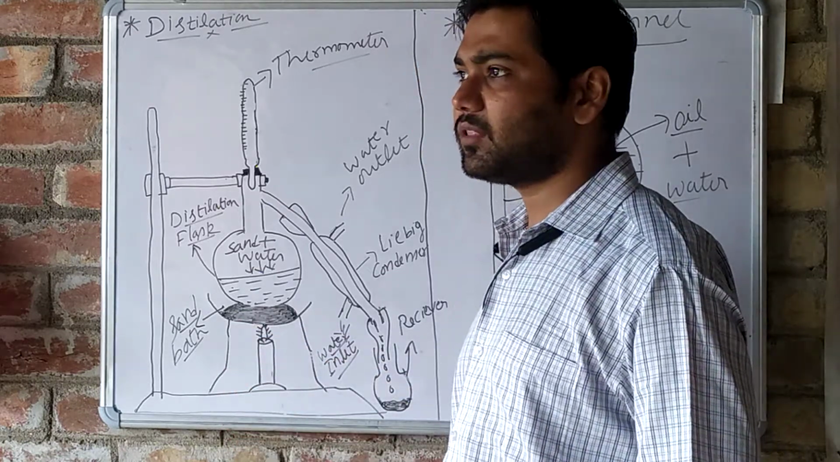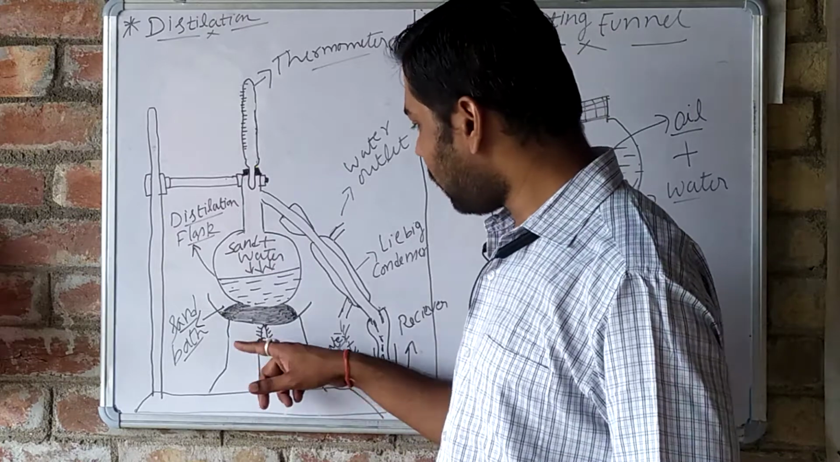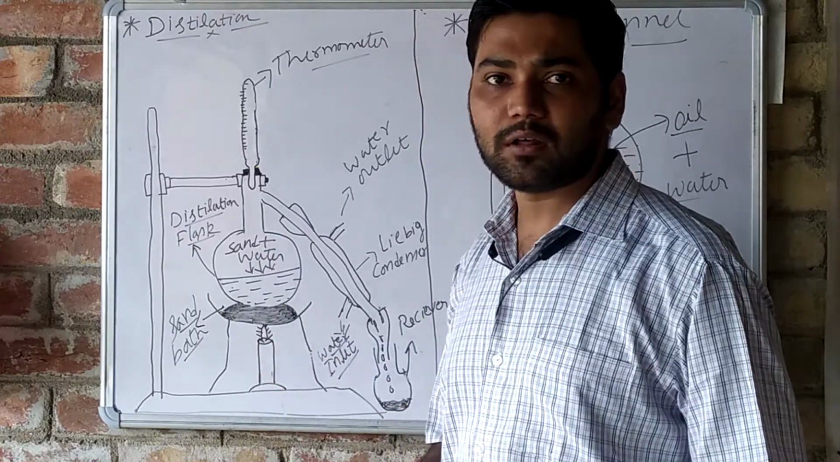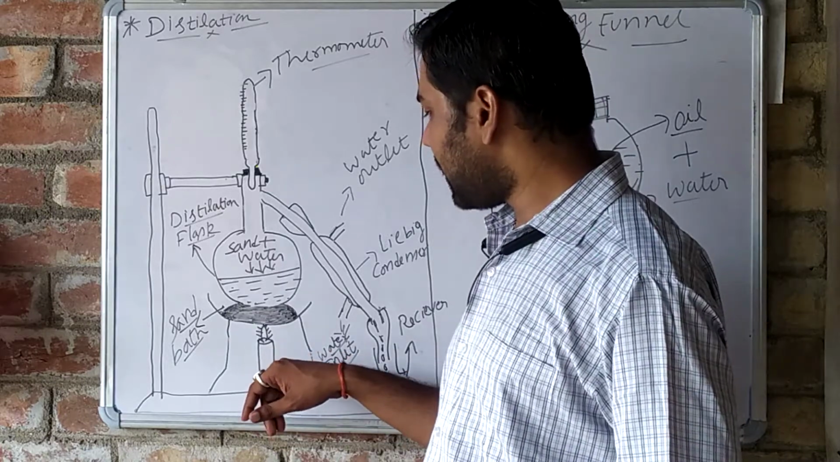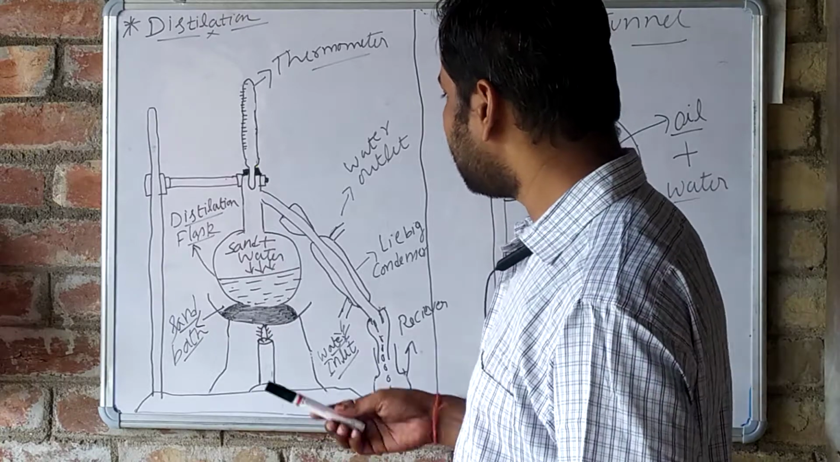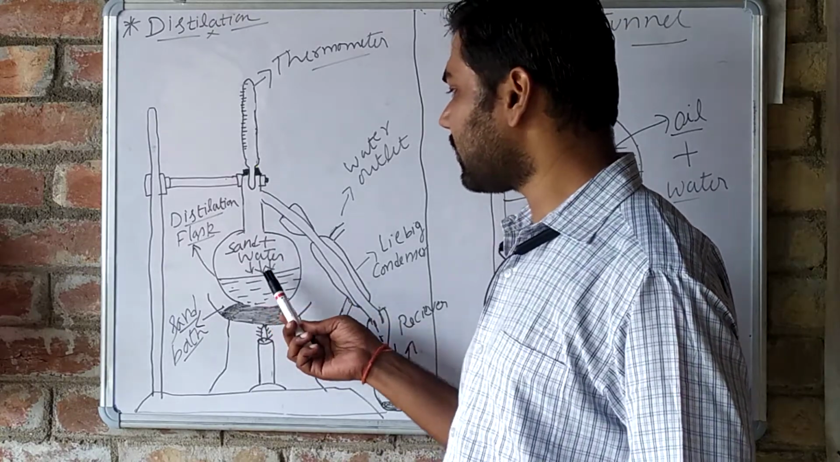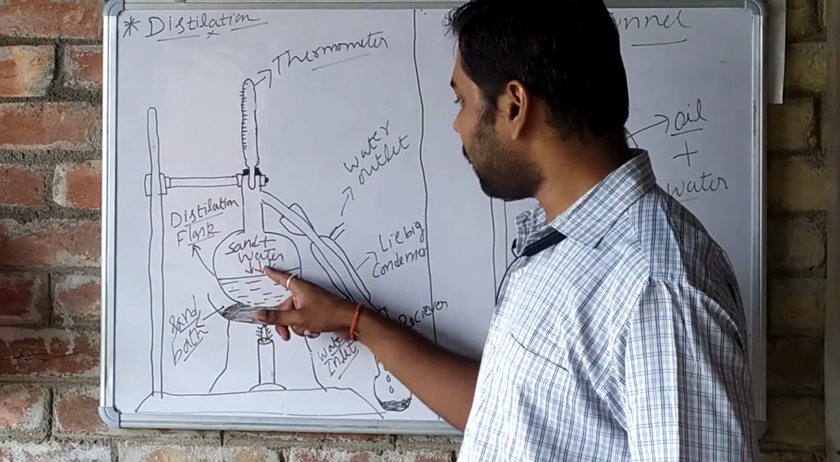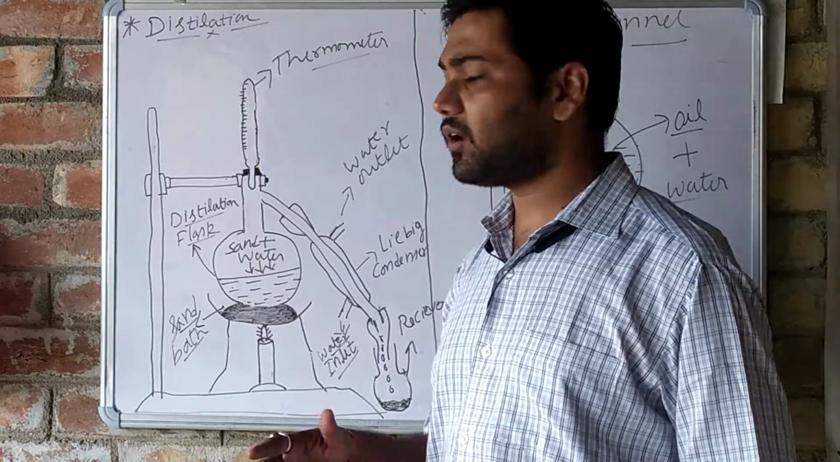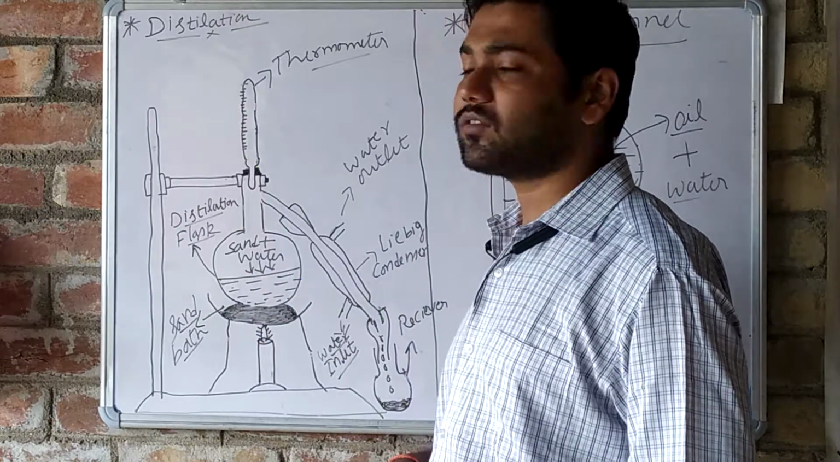It is fixed with the tripod stand, and from the bottom we will have a Bunsen burner. So what happens? We will have a Bunsen burner from which it will be lighted up. Now this distillation flask contains sand and water. The mixture of sand and water is contained in this distillation flask.